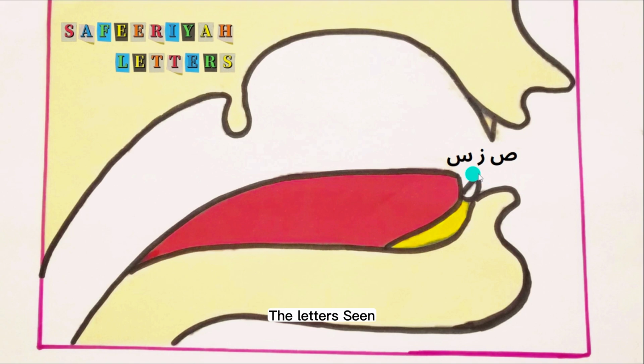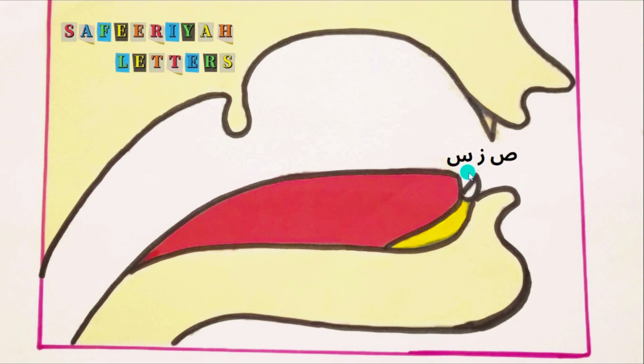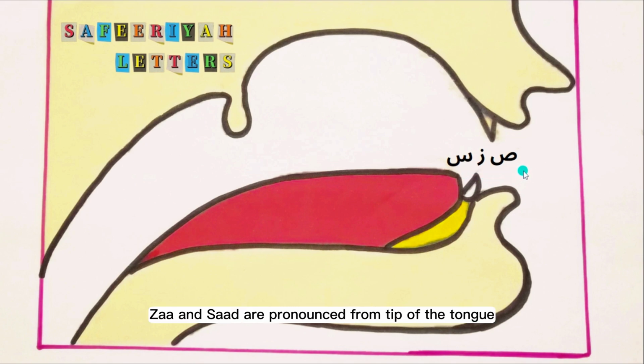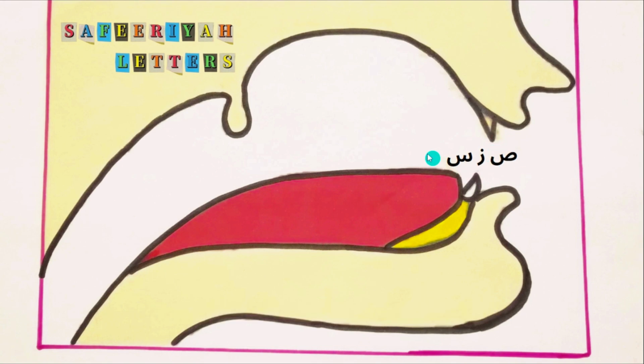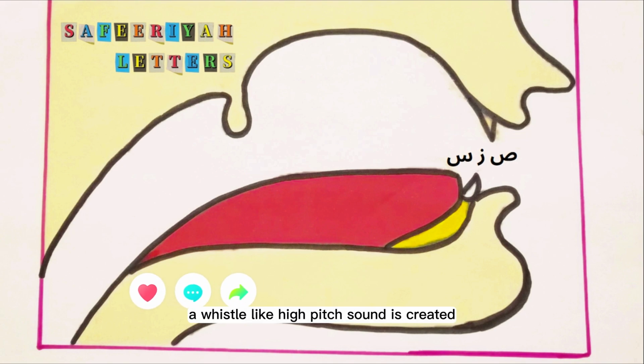The letters Seen and Za are pronounced from the area between the front teeth and tongue tip, whereas Sod is from the same origin, elevating the tongue when exhaling the air out. Collectively, Seen, Za, and Sod are pronounced from the tip of the tongue touching the inner edges of the top 2 and bottom 2 front teeth. These letters are also called whistling letters because while pronouncing them, a whistle-like high pitched sound is created.